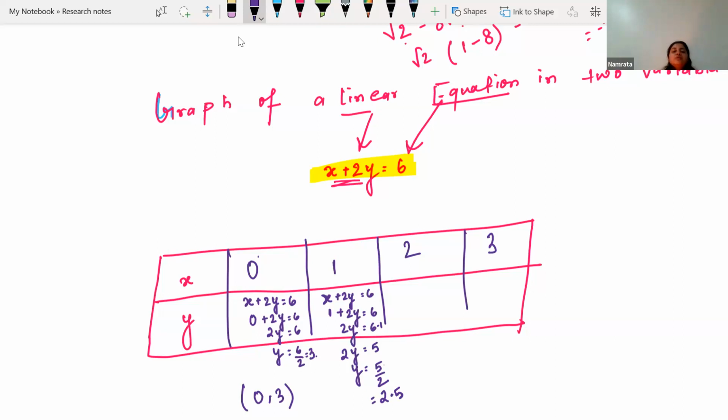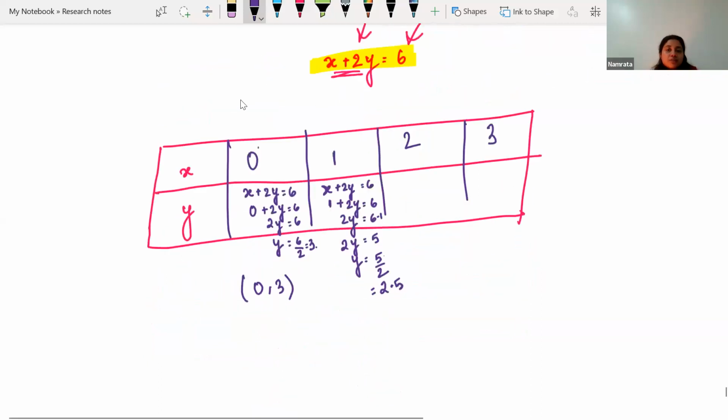But whenever you get a fraction or decimal, just try to avoid that point. We will always try to make the coordinates such that both numbers are integers. Integer means 0, plus 1, plus 2, plus 3, plus 4, or maybe minus 1, minus 2, minus 3, minus 4, just like that.